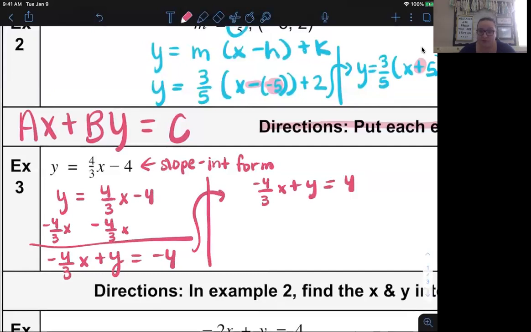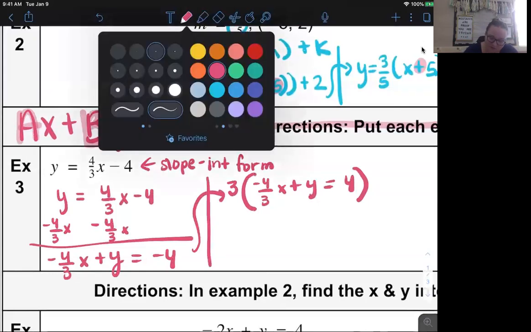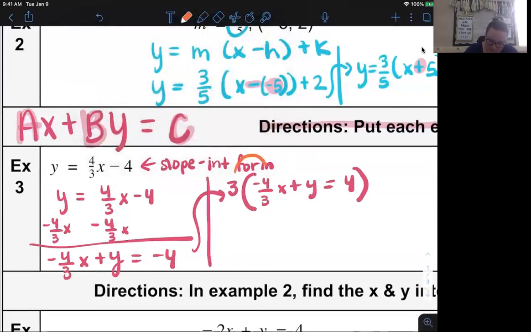Well, it looks closer to standard form. The x and the y are on the same side of the equation, which is what I want. But if you recall, for standard form, a, b, and c must be integers. Well, negative 4/3 is not an integer. It's a fraction. So to make it an integer, I'm going to multiply this entire equation by the denominator of that fraction. So I'm going to multiply this entire equation by 3. So what we're going to do is distribute 3 to negative 4/3 x, y, and negative 4.